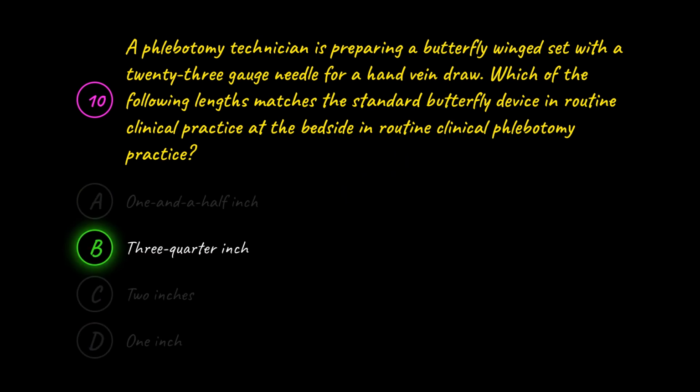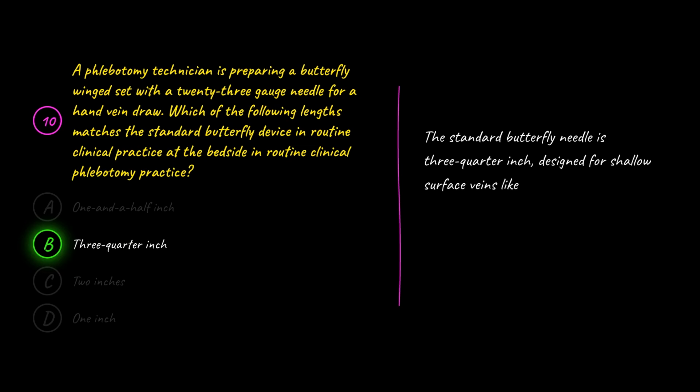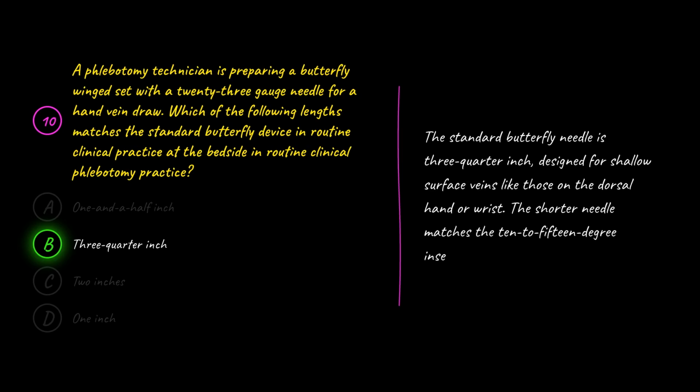The correct answer is B. 3/4 inch. B is correct because the standard butterfly needle is 3/4 inch, designed for shallow surface veins like those on the dorsal hand or wrist. The shorter needle matches the 10 to 15 degree insertion angle.